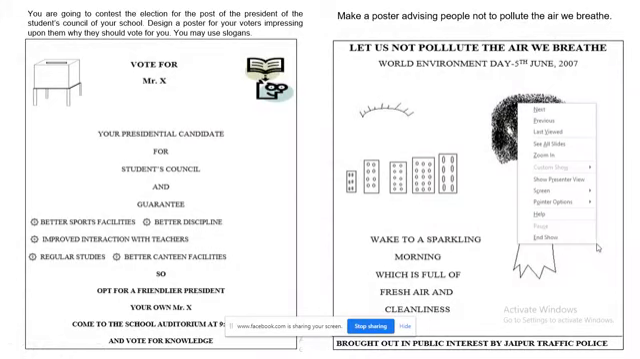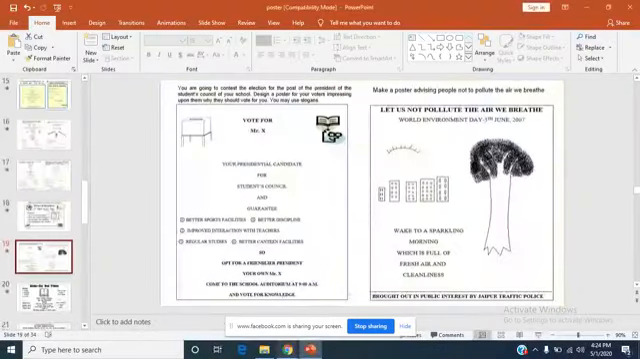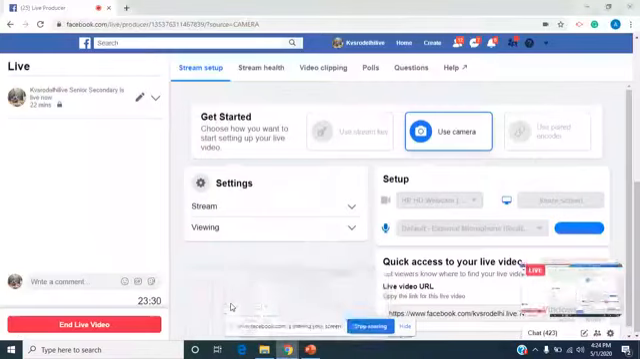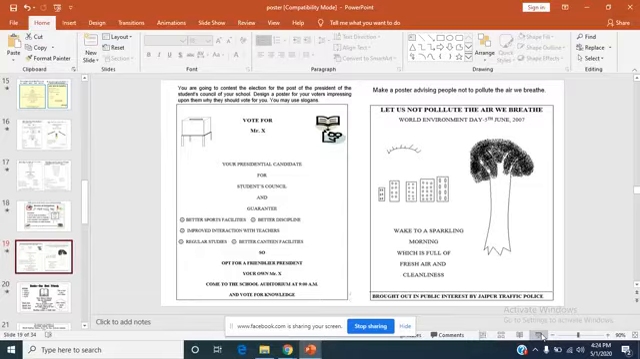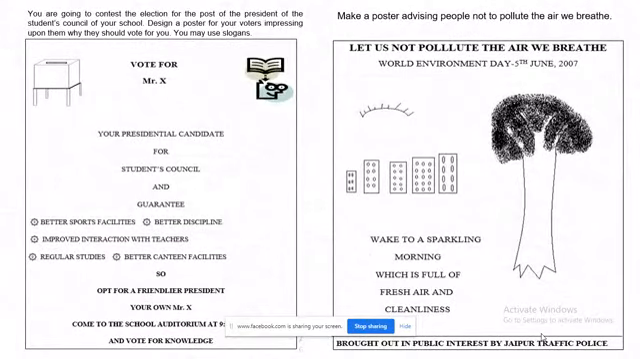Some more examples from your study material. But before that, I would like to see if I am online. Yes. So here is one for some election campaign. You may see here. And here for people not to pollute the air we breathe. So to stop air pollution. Simple design, simple drawings with information.